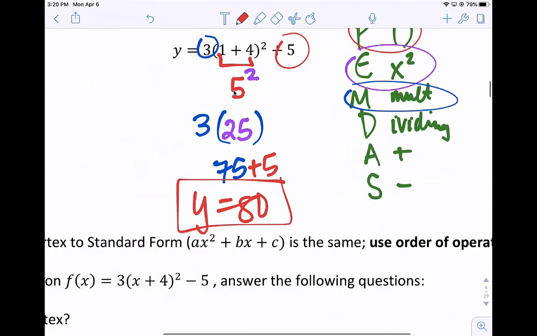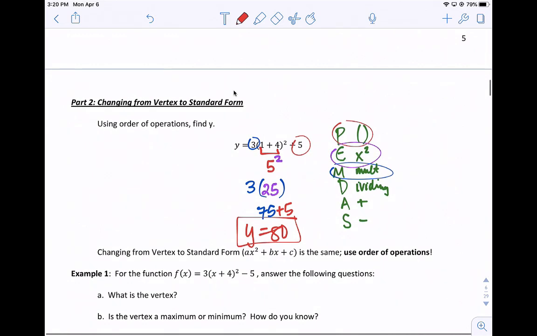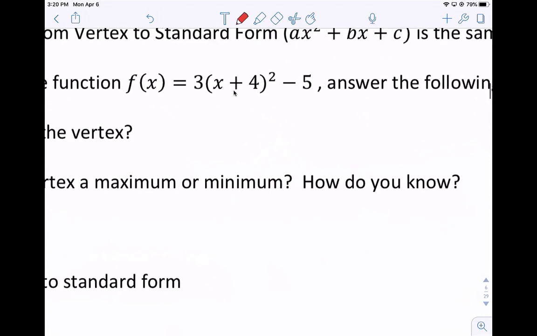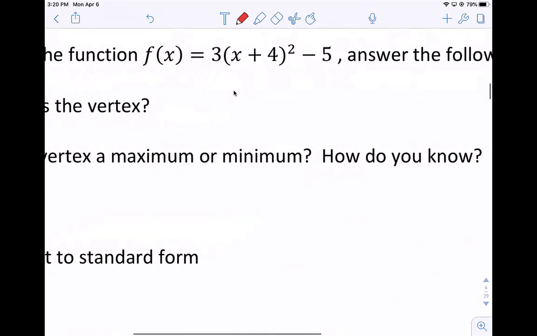And so this is when we're simplifying something, we use order of operations. Solving, you use opposite order of operations. So we're going to do that when we change from vertex to standard form. So vertex form is when we know how the graph shifts, up, down, left, or right, because then we can easily find the vertex. So this equation is in vertex form.